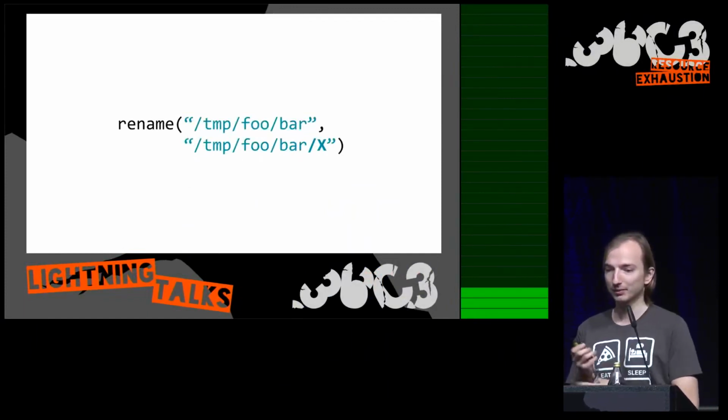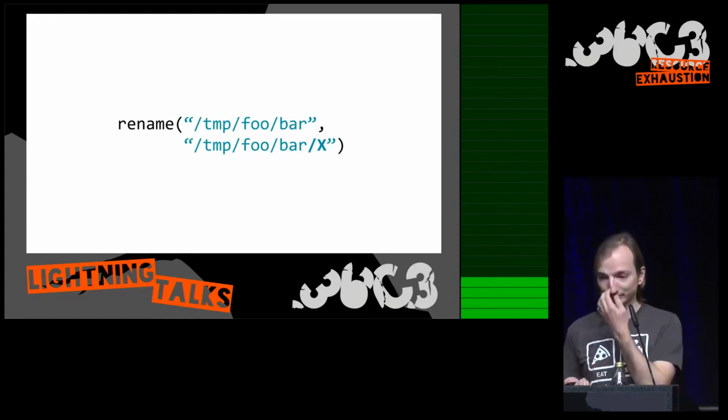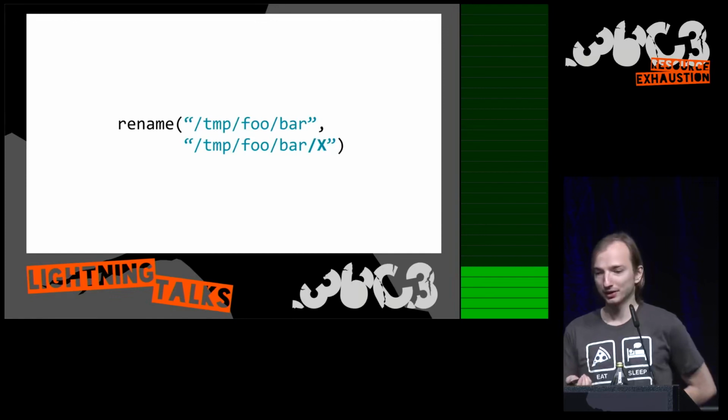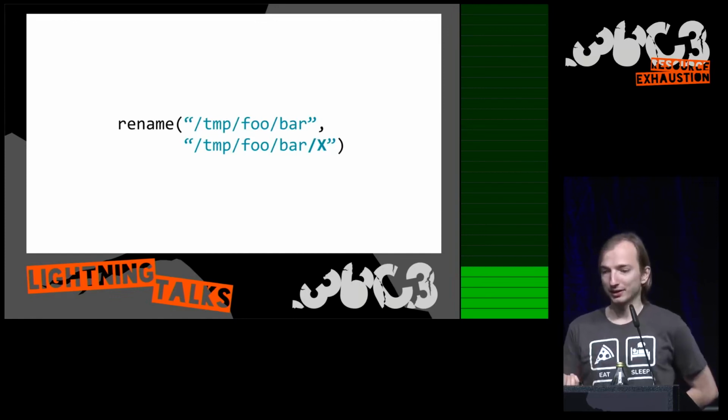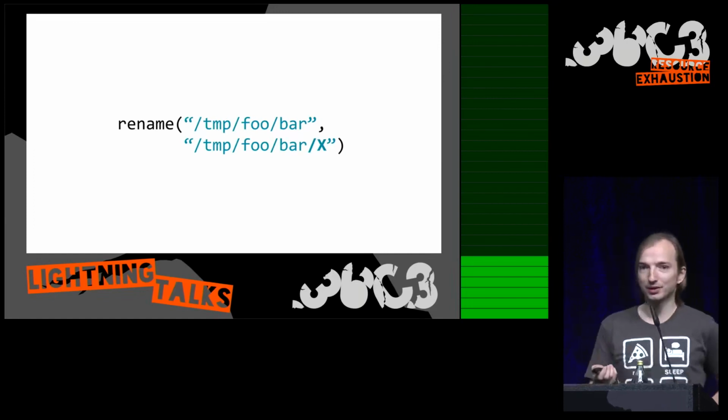So just imagine what happens if you have this syscall run by some process which is running as root on your Linux box, and it's doing rename /tmp/foo/bar to /tmp/foo/bar/x. So the first thing you might notice here is, well, this doesn't make any sense. You can't move a directory into itself. How is that supposed to happen? But the fun part about this is actually a privilege escalation vulnerability.